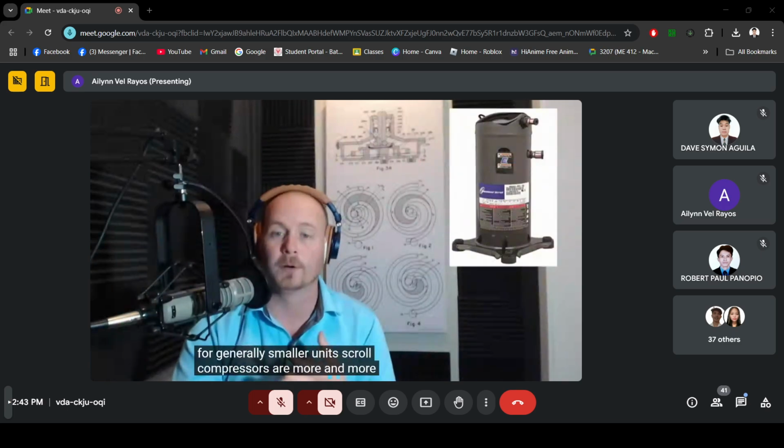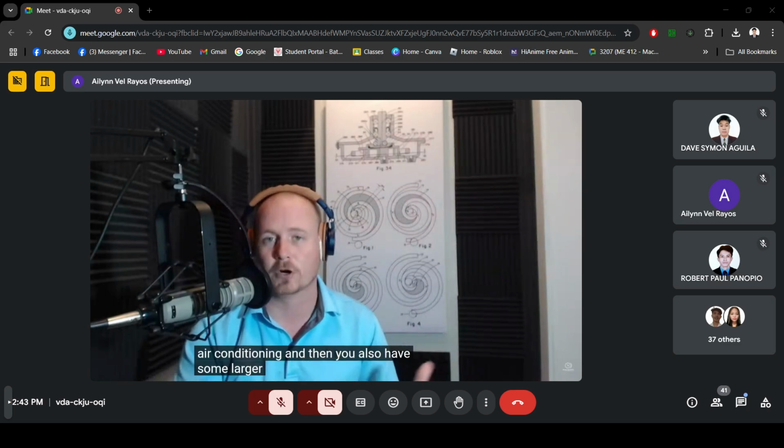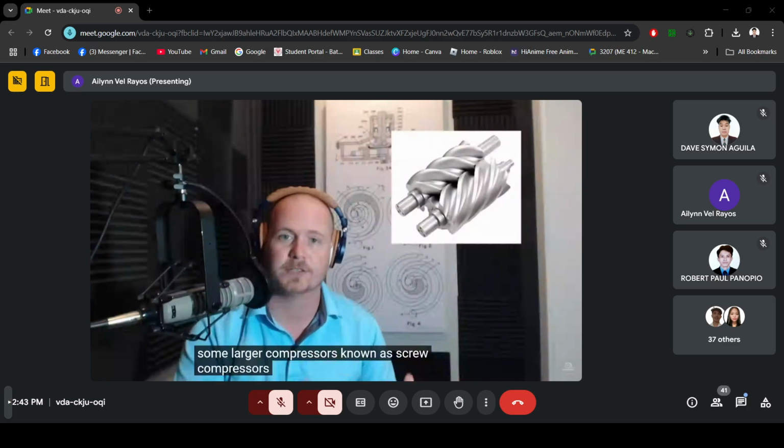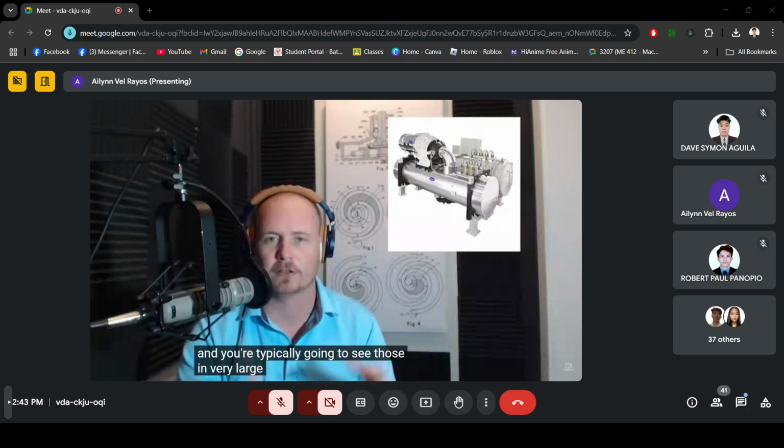Reciprocating is traditionally one of the most common. Rotary compressors are for generally smaller units. Scroll compressors are more and more common nowadays in both refrigeration and in air conditioning. And then you also have some larger compressors known as screw compressors and centrifugal compressors, and you're typically going to see those in very large applications.